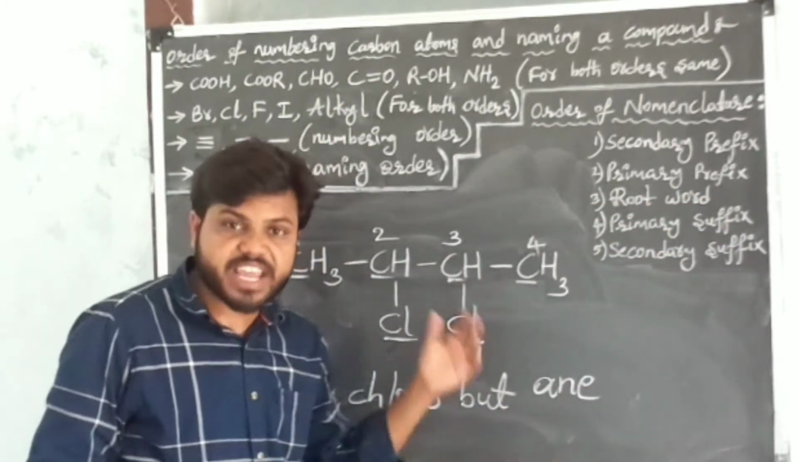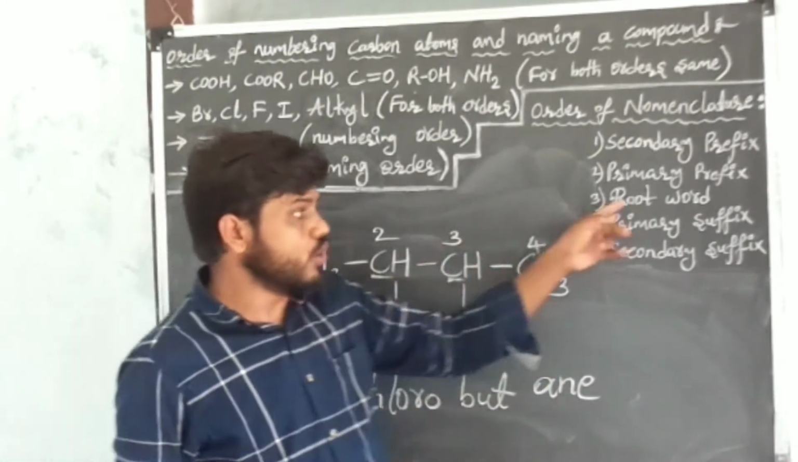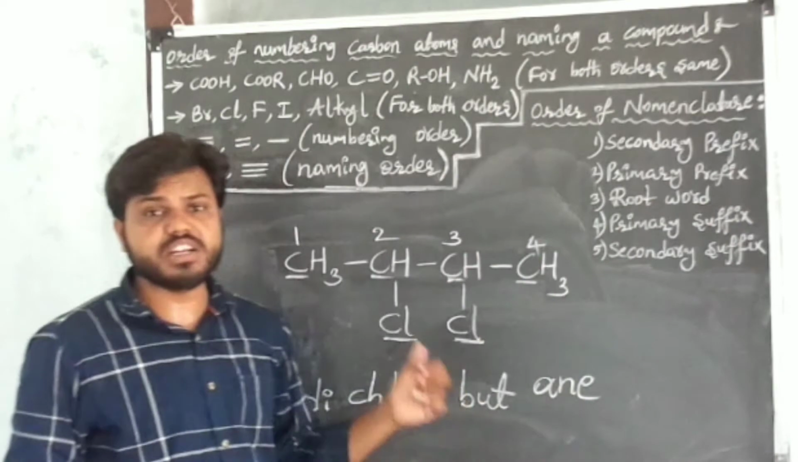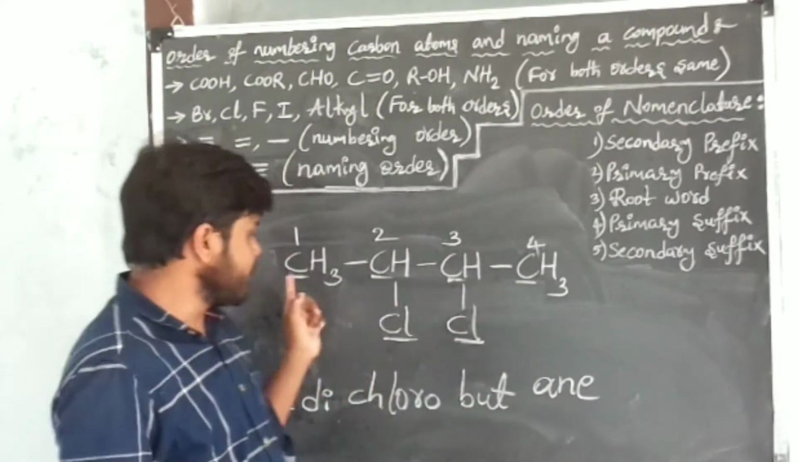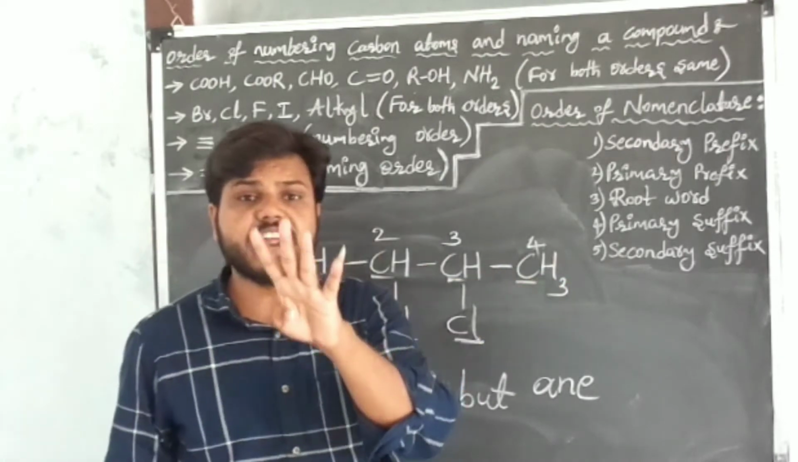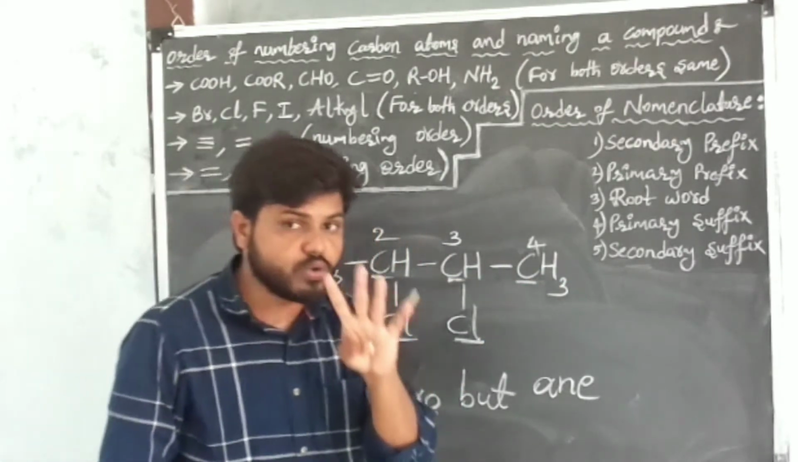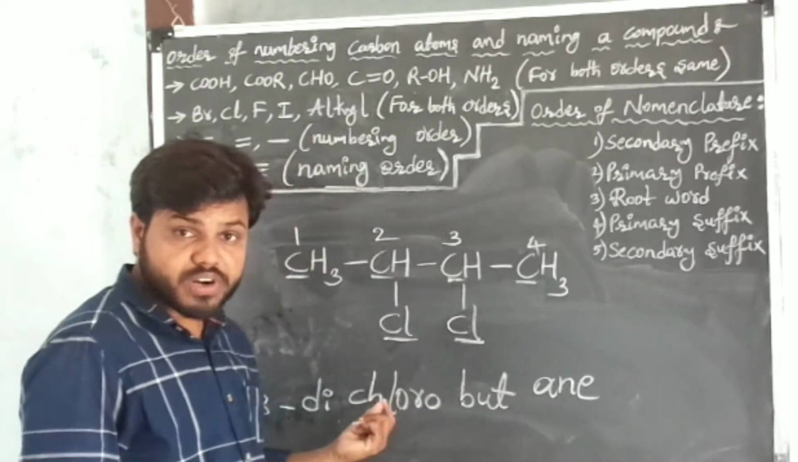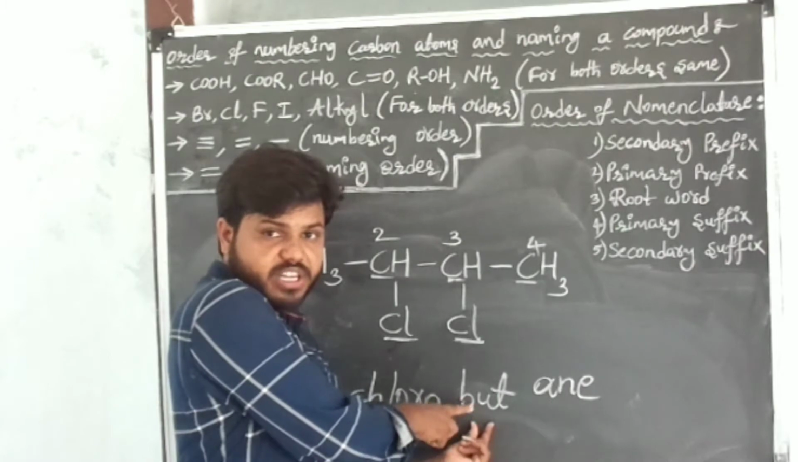After writing chloro, go to the primary prefix. Primary prefix means cyclic, and cyclic is not present in the given carbon compound. So go to the root word, the number of carbon atoms in the given carbon compound. 4 carbons are there: 1, 2, 3, 4. Write the root word of 4 carbon atoms, that is but.